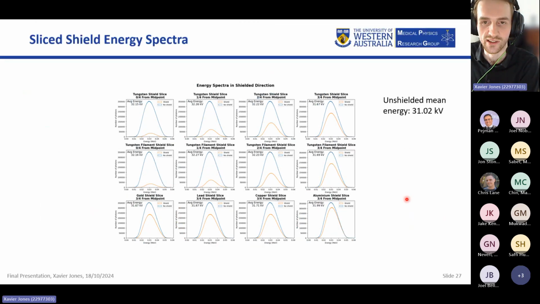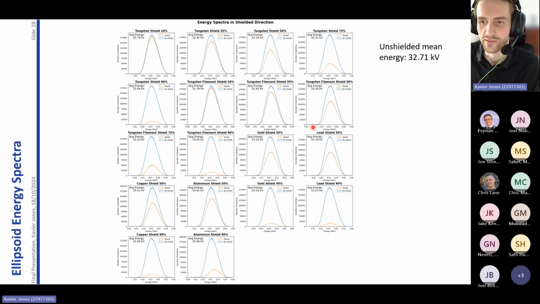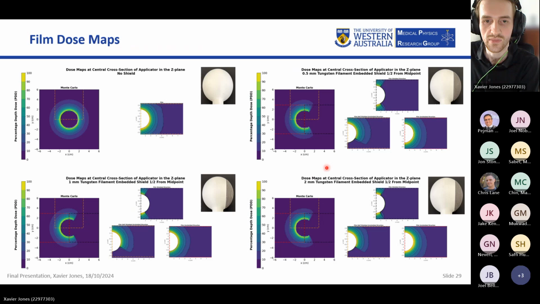These are the energy spectra for the slice shield applicators, and these are for the ellipsoid spectra. Here, the unshielded mean energy for the ellipsoid is slightly higher, 32.71 kV. Next, these are the film data measurements. The film data was used to verify the Monte Carlo simulations.